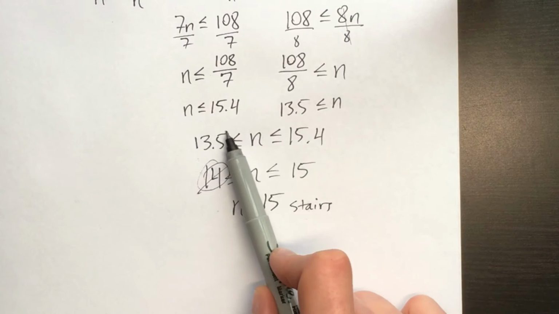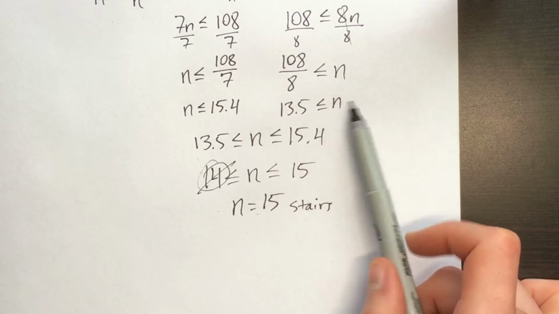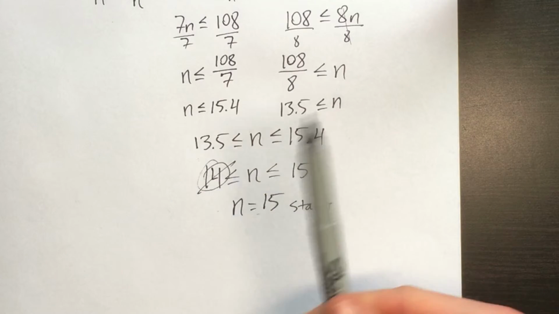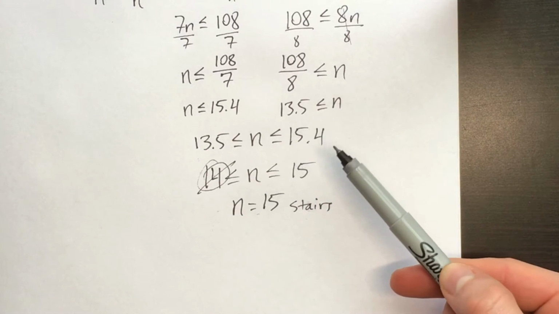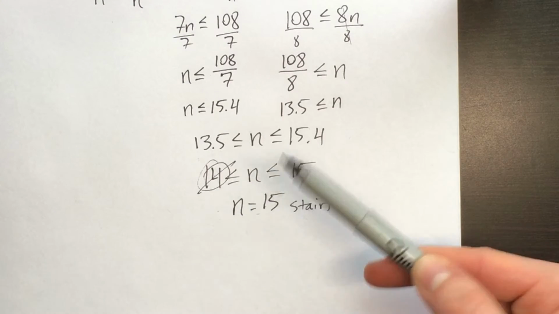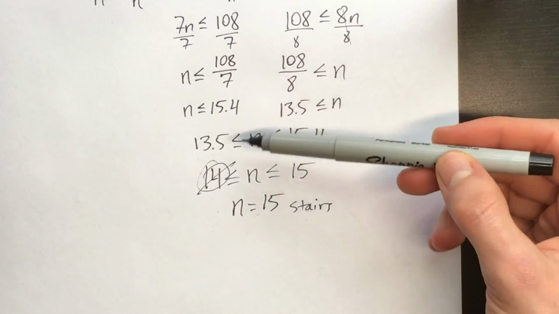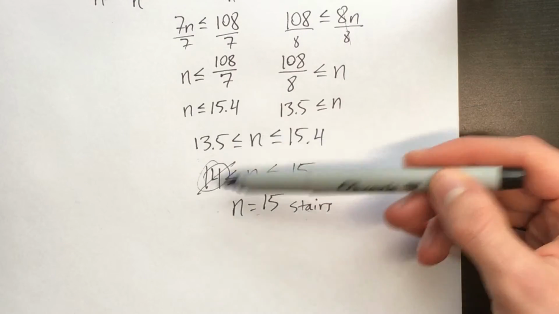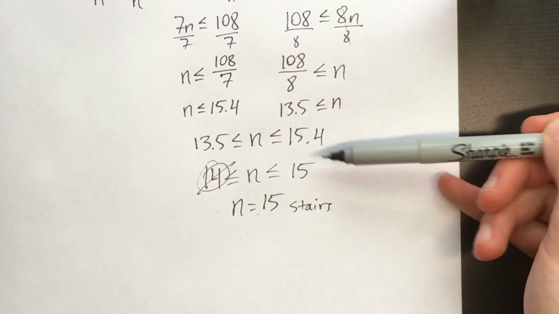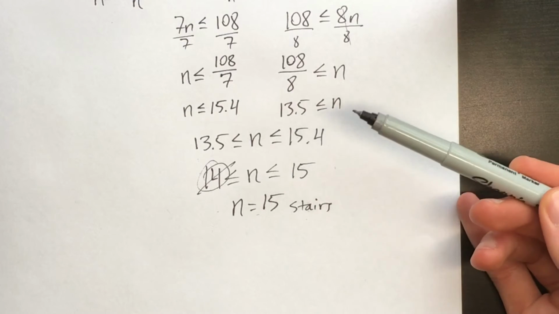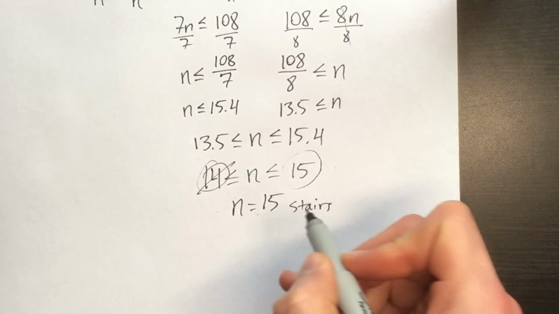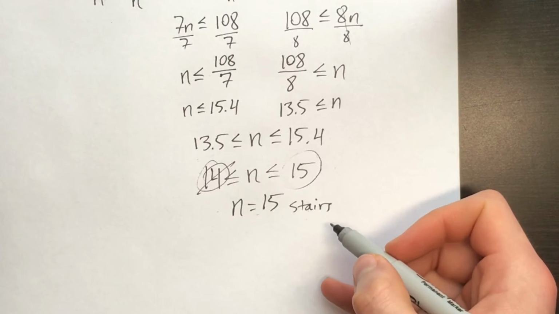So we got, again, these two values. We know that n has to be between 13.5 and 15.4, but you can't have a fraction of a stair. It's a whole number, an integer number of stairs. So the only two integer values between 13.5 and 15.4 are 14 and 15, but we need an odd number of stairs, so that's where that key piece of information comes in. So we know that we have to have 15. So n equals 15. Where do we go from here?